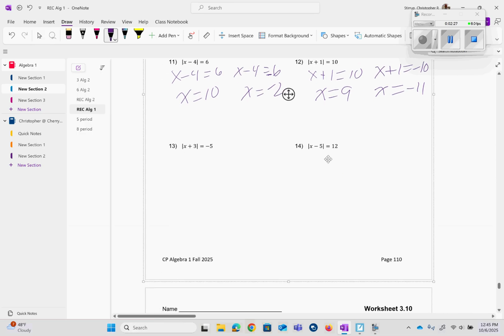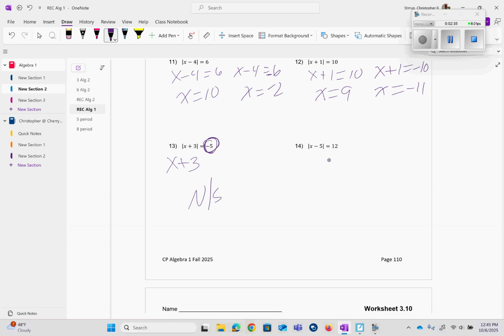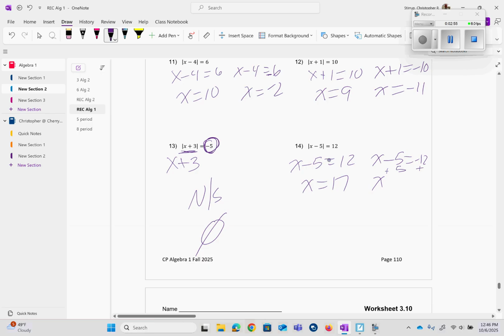Number 13, we're going to break this into two problems. Oh, but wait, I have an absolute value only. Absolute value only equals a negative. This is no solution. It's empty set. So if the absolute value, even if it has stuff inside of it, is equal to negative, there's no solution. Okay, but you have to make sure the absolute value is alone. This one will be x minus 5 equals 12. This will be x minus 5 equals negative 12. Add 5 to both sides on this one. Add 5 to both sides on this one. So if I add 5 to negative 12, I'm going to get negative 7.